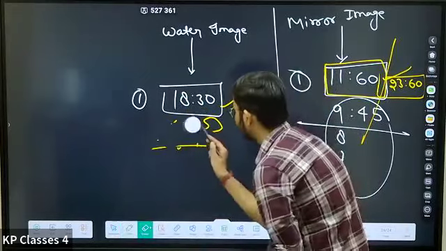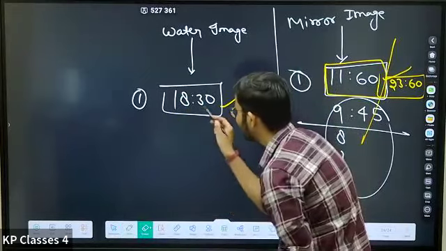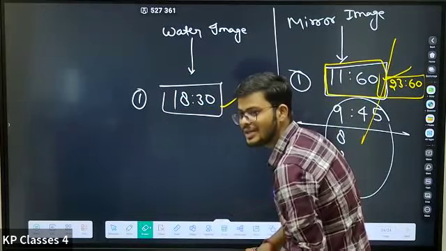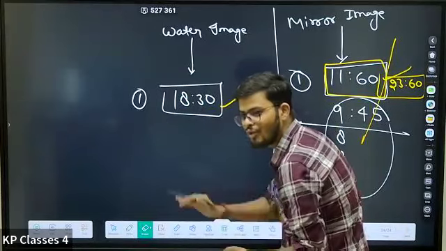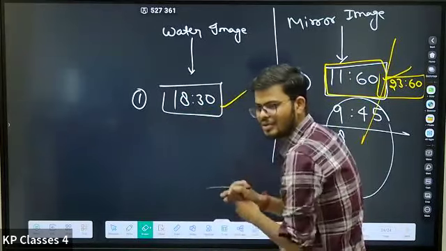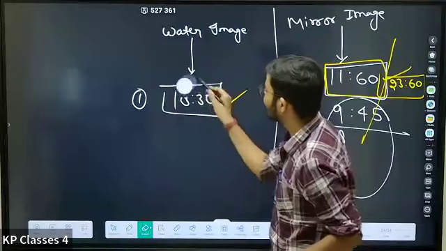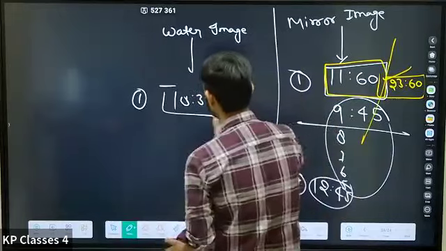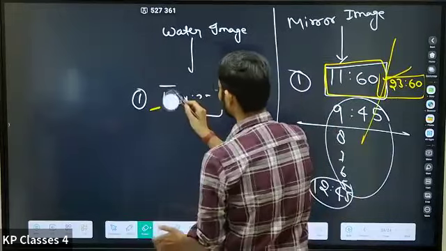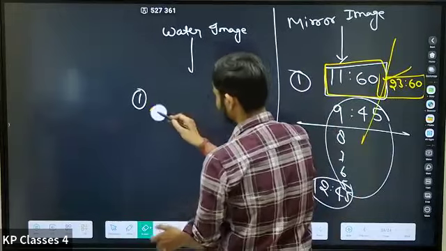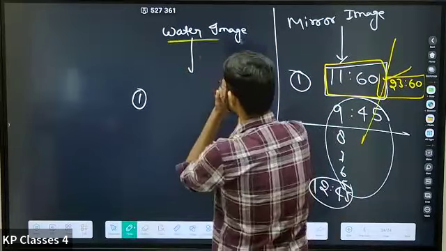But what if the minutes are more than 30? For example, I say 6:45. How will we get the mirror image in that case? We will take carry 1. Try to understand. You can note these down. These fractions, you can note it down. How will we find the water image in this case?